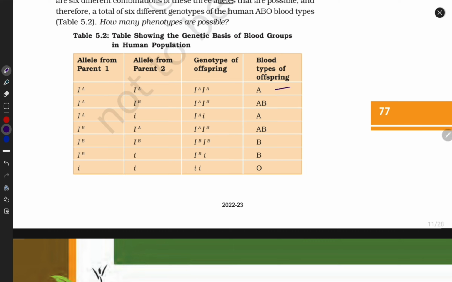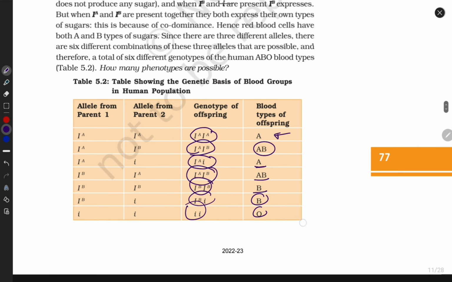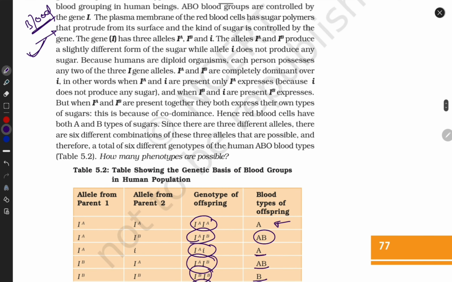If I give you, tell me the genotypic ratio of blood group A, then you have to write down this. If I ask, tell me what is the genotypic formula of blood group AB, this is simple, guys. A, look at here. AB, look at here. B, this one. B, this one. Okay, guys, I draw for you.